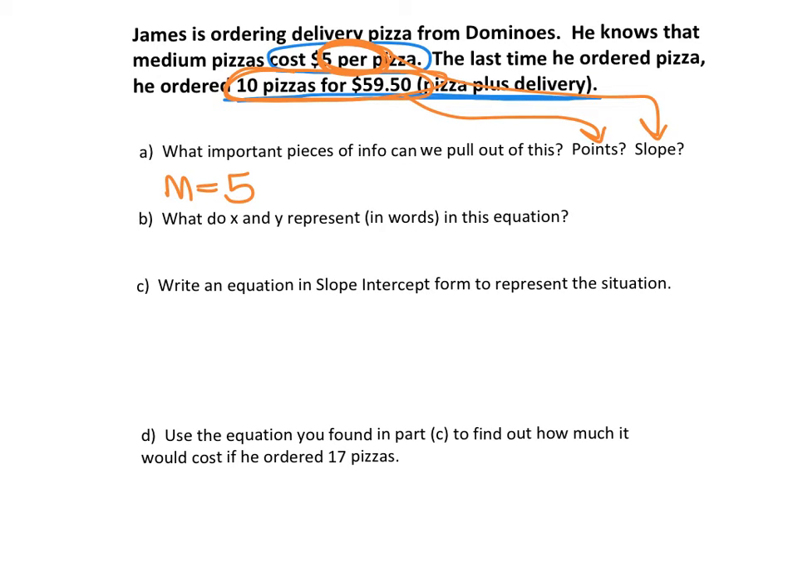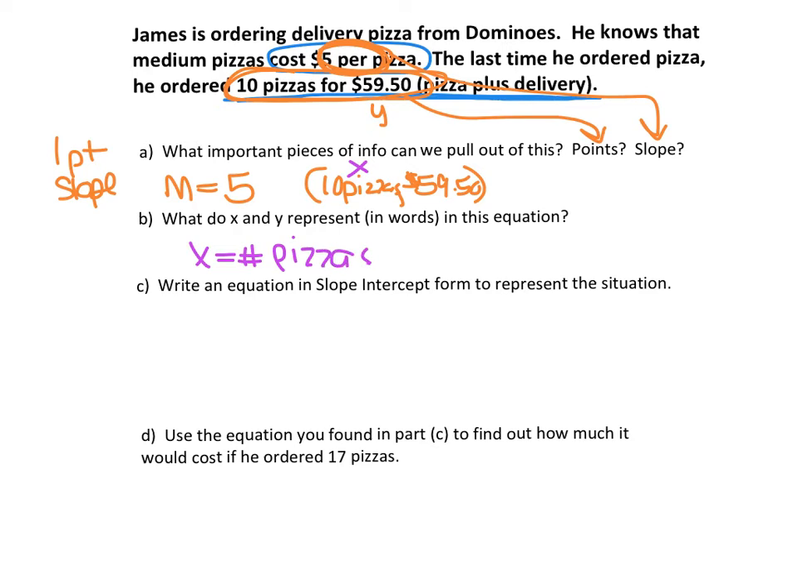Then the second piece here, this 10 pizzas for $59.50, is a pair of information, so I have a point. Now I have to think through how my x and y are going to be organized here. Because $59.50 is a cost, that's going to be my y coordinate. So cost is always your y coordinate, so that's $59.50. So my x coordinate is 10 pizzas. So that's my pair of information. So here I'm given 1 point and I'm given the slope. So my next step is to determine what x and y are equal to. Here I can see that the x coordinate is the number of pizzas that I buy. I can then see that my y coordinate is my cost.